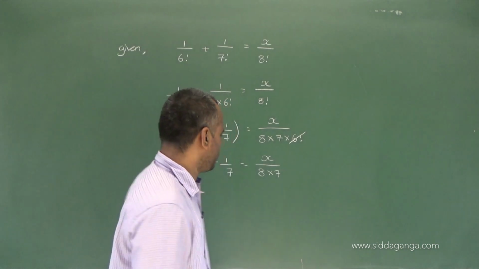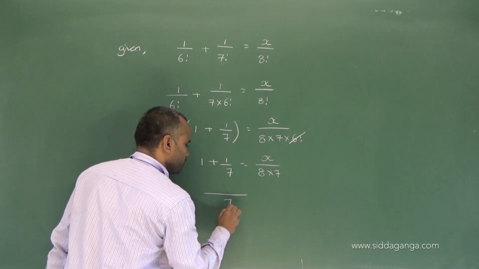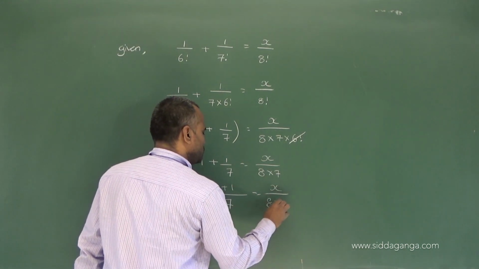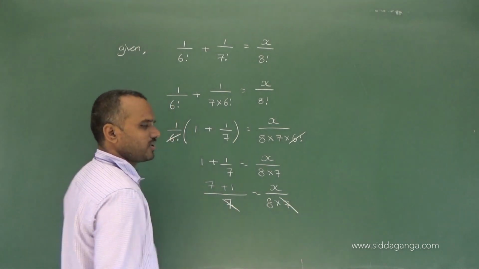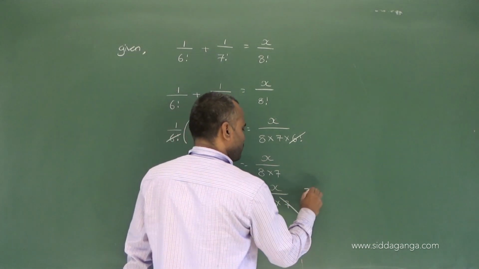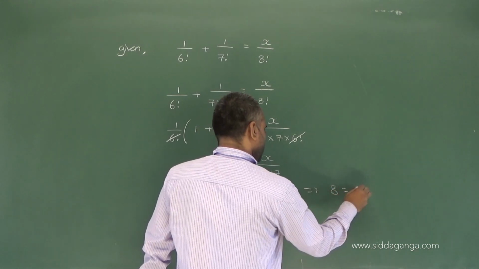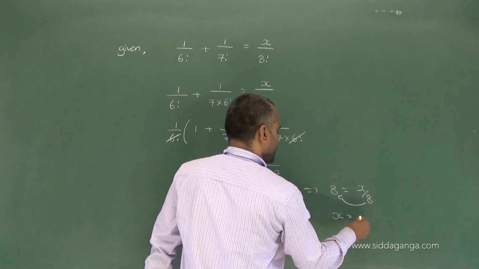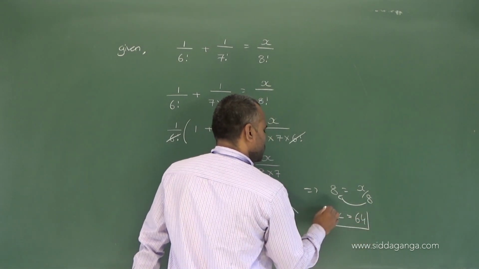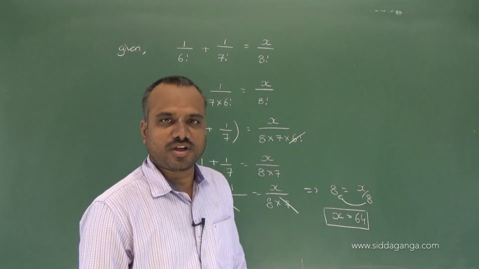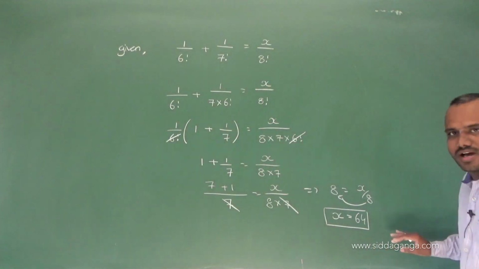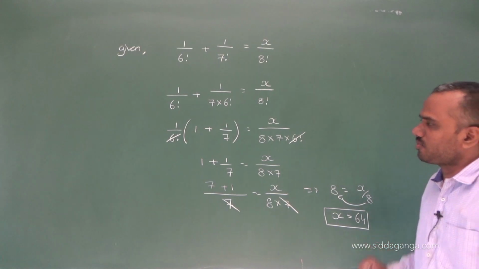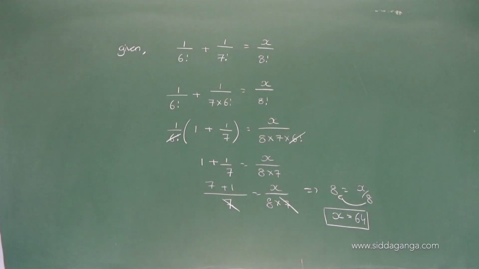8 into 7. What do we do? We take LCM 7. (7 plus 1) divided by 7 equals x divided by 8 into 7. The 7s get cancelled. 7 plus 1 is 8, so 8 over 1 equals x divided by 8. On cross multiplication, 8 square. 8 square is how much? 64. The value of x is 64. Understand? See the problem? This is a very important problem. Next problem.